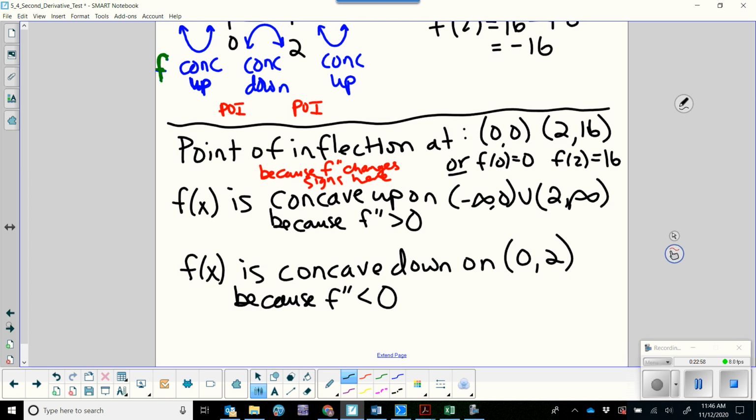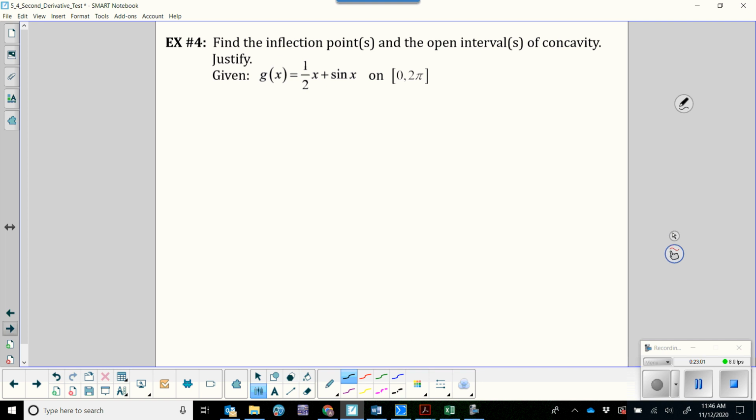Okay, so we're going to do this example, and then we're going to look at something about how we can also use the second derivative to determine whether we have extrema. Okay, so we've already used this example before, 1/2 x plus sine x. We used it to find relative max and mins. Now we're going to use it to talk about where we have inflection points, point or points, and where we have concave up or down. Okay, so finding the first derivative. So this was an example we've already done.